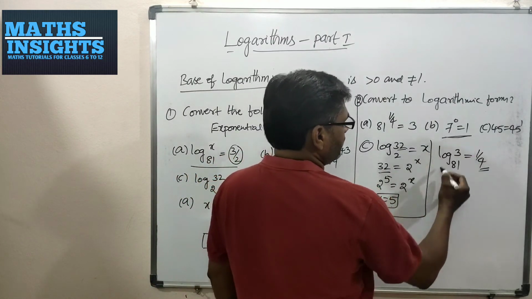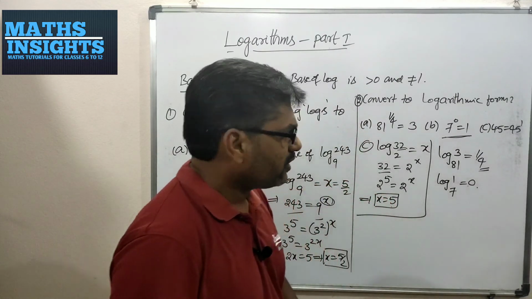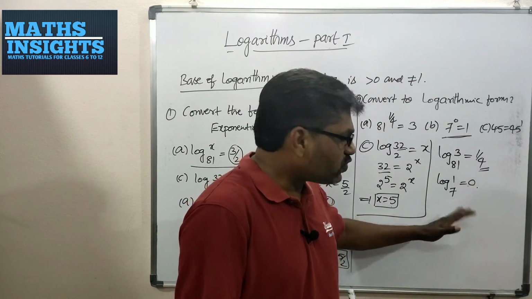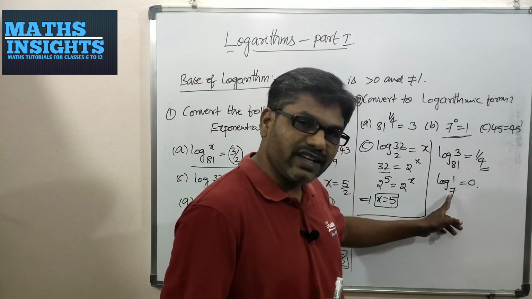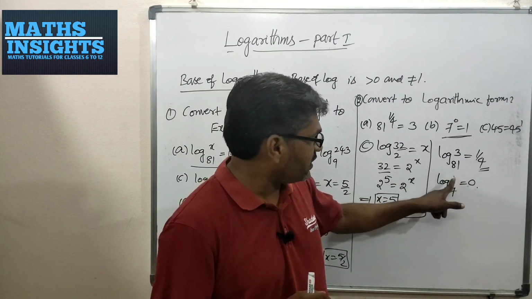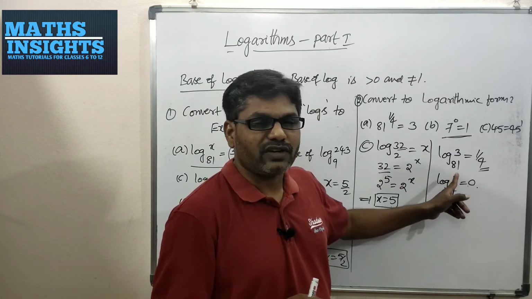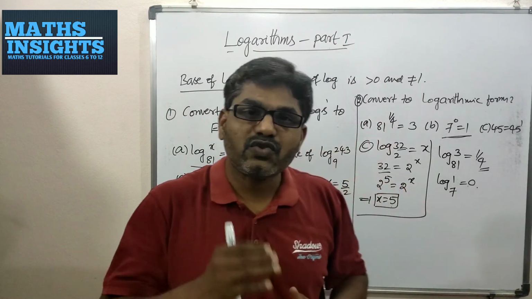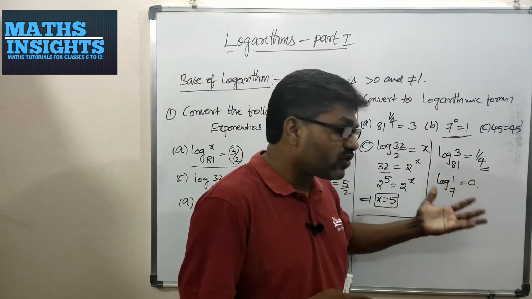Similarly, in this case, log 1 base 7 is equal to 0. From this, you may conclude that the logarithm of 1 to any base is 0. If you take 7, your answer is 0. If you take 8, why? Because even if you take 8 here, 8 power 0 will become 1. That 0 is your answer. 10 power 0 is 1. So except 0 power 0, any number raised to 0 is 1. That's why the logarithm of 1 to any base is 0.